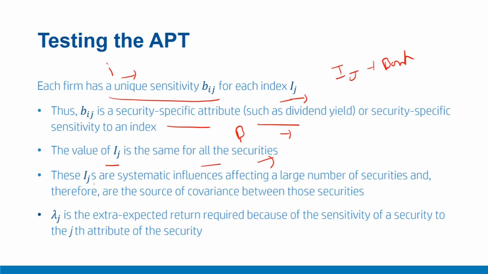These Ijs or risk factors are supposed to be systematic influences that affect a large number of securities at the same time in a similar manner, and therefore these influences act as a source of covariance between these securities. Lambda j here is the extra expected return required because of the sensitivity of the security to the jth attribute. So this is the extra return, or return premia, that is offered because a security is sensitive to a given index.